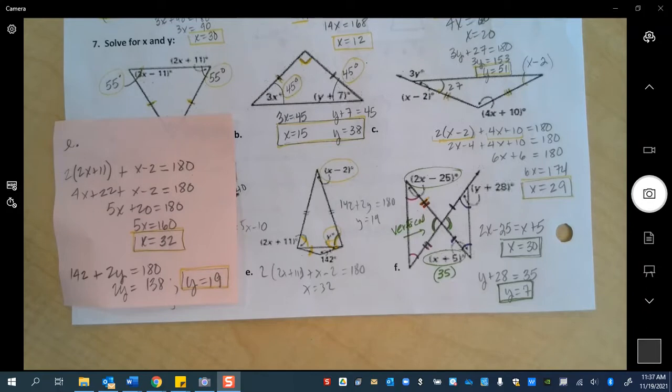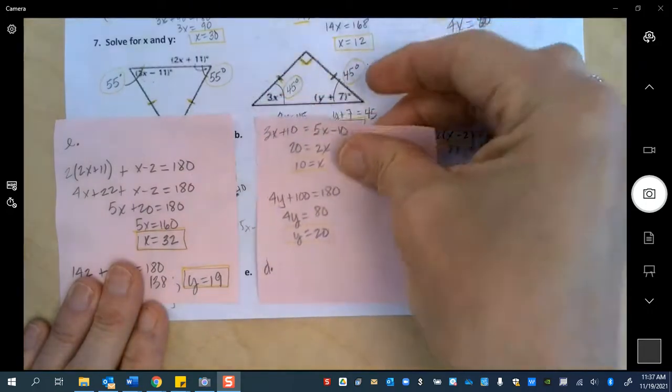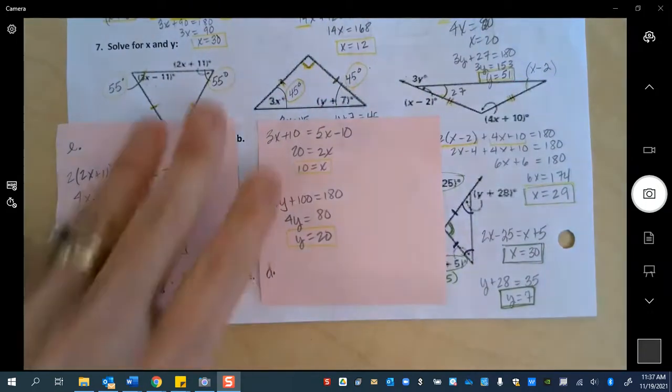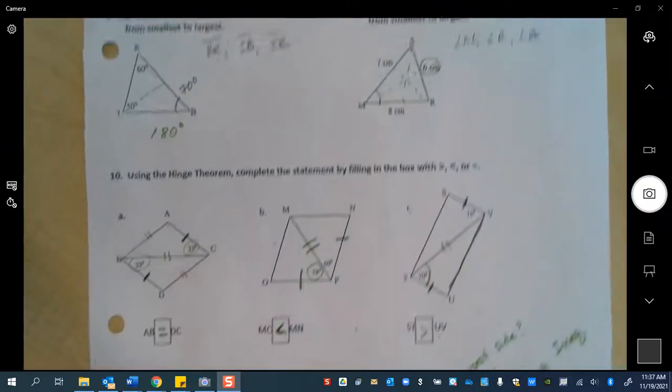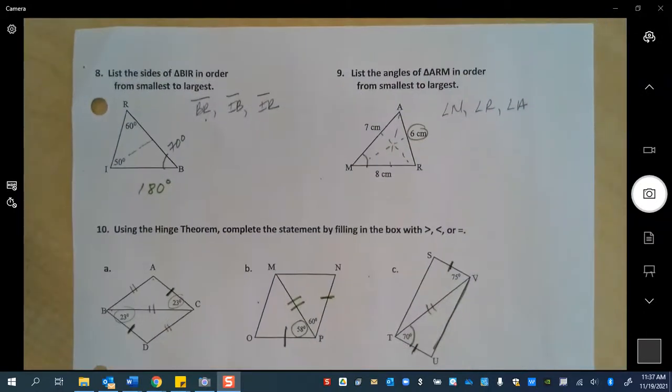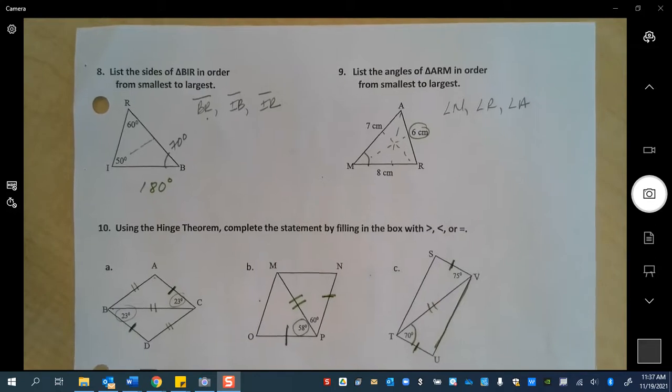Are we good on this page? I thought those 6 were tricky because they involved a couple variables, lots of isosceles. I hope you plowed through. All right, next up on the review. This side looks so much simpler compared to that last one. List the sides and angles in order. No problems there.